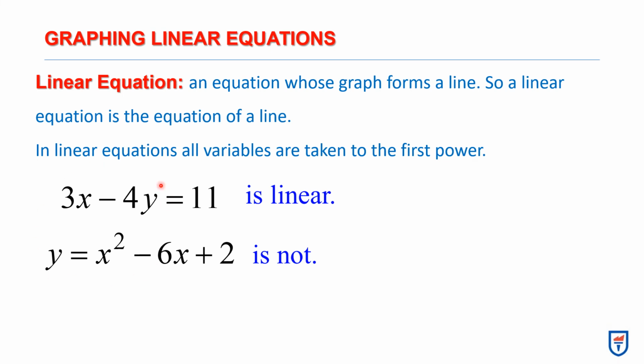If we check the equation 3x minus 4y equals 11, this equation is a linear equation because the x and y variables have the highest degree of 1. But if we check the second equation, y equals x squared minus 6x plus 2, this equation is not a linear equation because we have a variable x that has a power of 2, which is against the linear equation properties. So this equation does not qualify to be a linear equation.